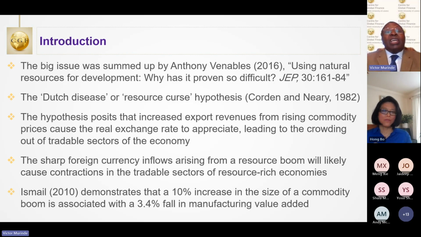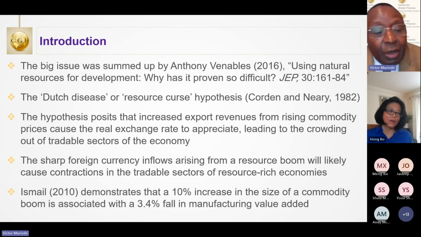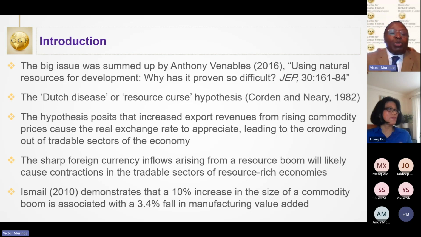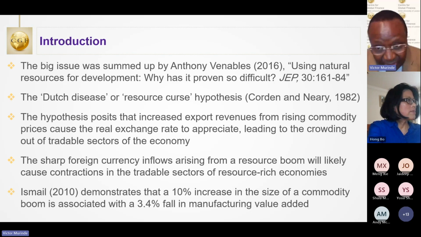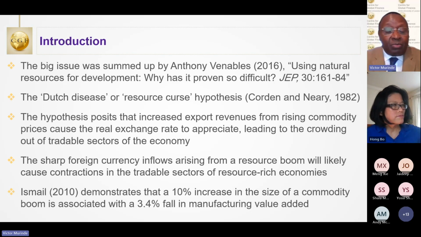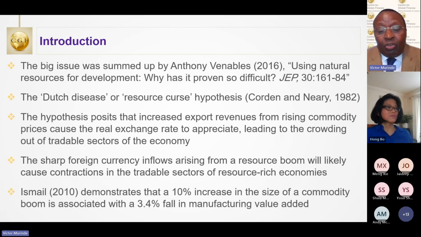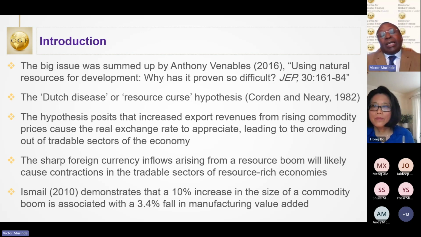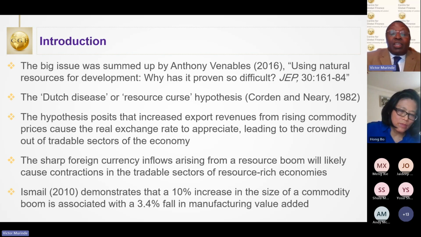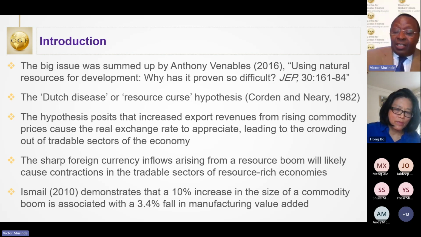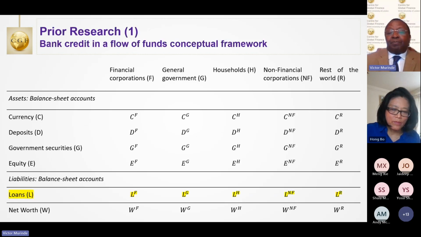And in fact, a 2010 IMF working paper by Ismail showed some rough quantitative estimates, which demonstrate that a 10% increase in the size of a commodity boom is associated with a 3.4 percentage fall in manufacturing value added. This is just a rough number, and it holds true when you change samples. So this is a critical issue, a burning problem, and one reason why we come to it.